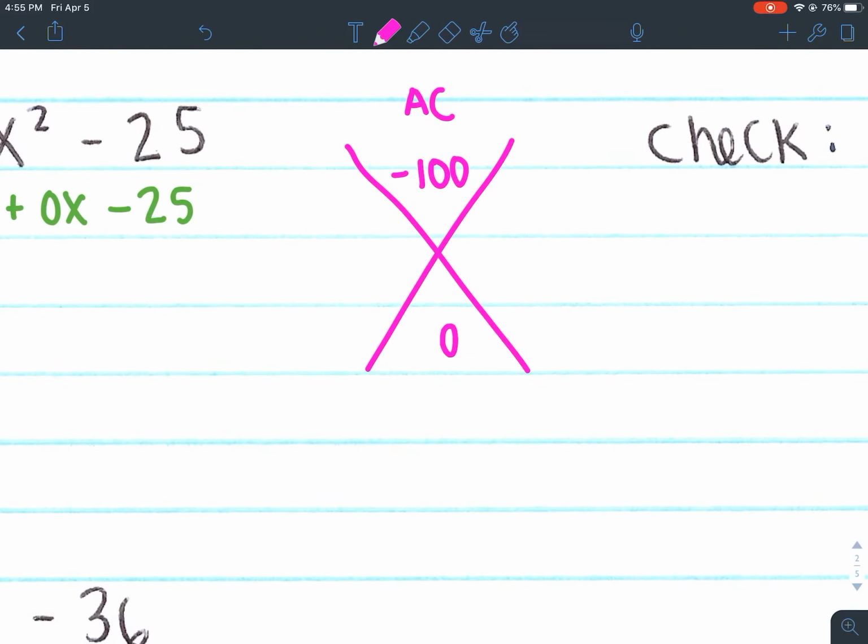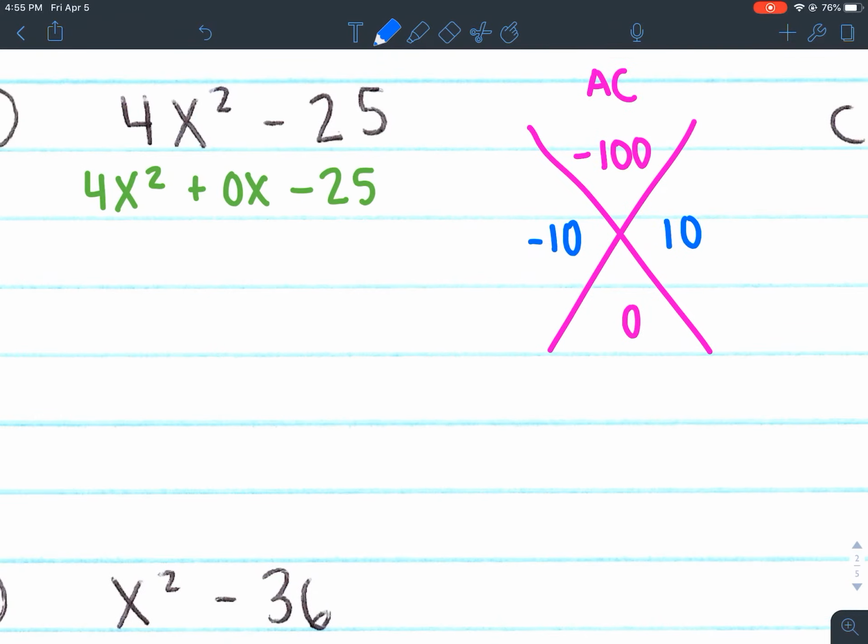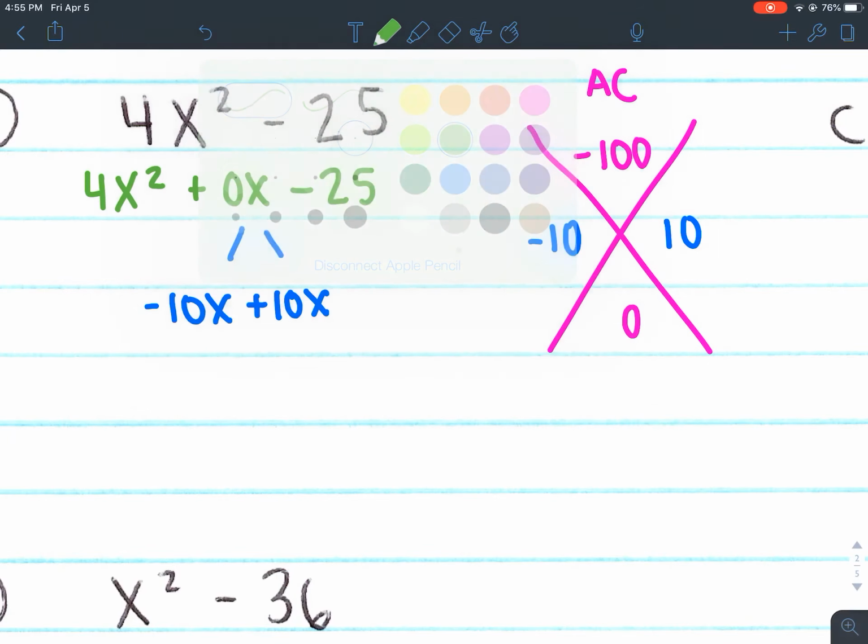Now I need a number that multiplies to negative 100, but adds to 0. Well, the only time that you can get a 0 when something adds together is if those two numbers are the exact same but opposite. So in this case, that would be negative 10 and positive 10. Negative 10 times 10 is negative 100. Negative 10 plus 10 is 0. All right, so all I'm doing is splitting up that, so I have negative 10x plus 10x. Everything else stays the same, right?